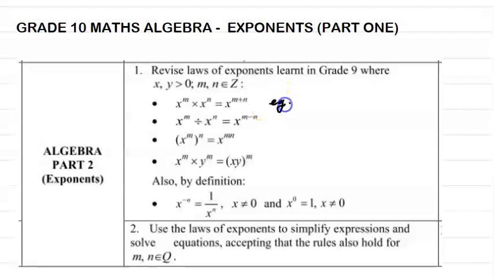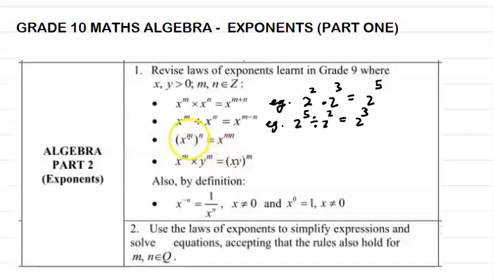An example of that would be if I had 2 squared times 2 cubed, that will equal 2 to the 2 plus 3, which is equal to 2 to the 5. x to the m divided by x to the n equals x to the m minus n. So if I'm dividing and have common bases, I need to subtract the indices. An example of that, if I had 2 to the 5 divided by 2 squared, that will equal 2 to the 5 minus 2, which is 2 cubed.